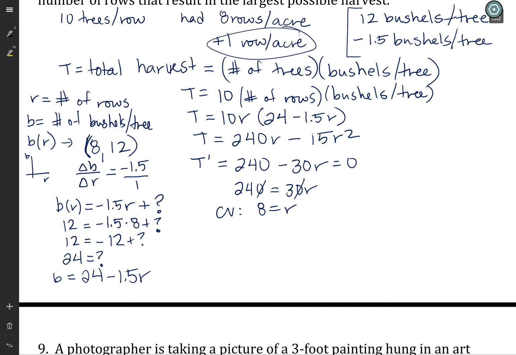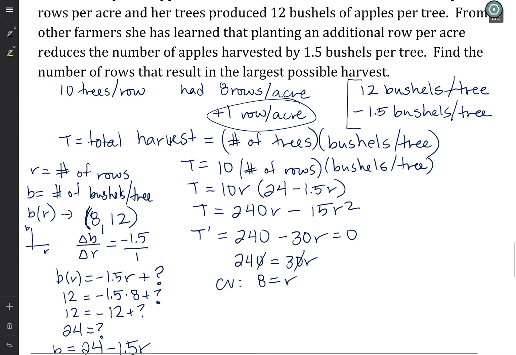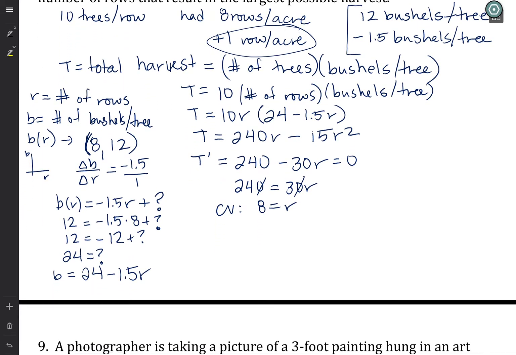How many do we have? 10. Oh, we had 8 rows. Maybe we were already at the magic spot. Okay, so we need to check and see if that's actually a maximum. This is quadratic. I probably could have done this earlier, but I wasn't thinking about it. That's a parabola that opens down.